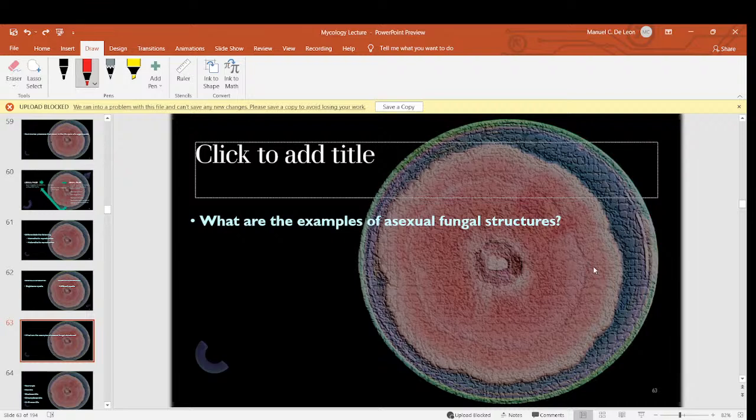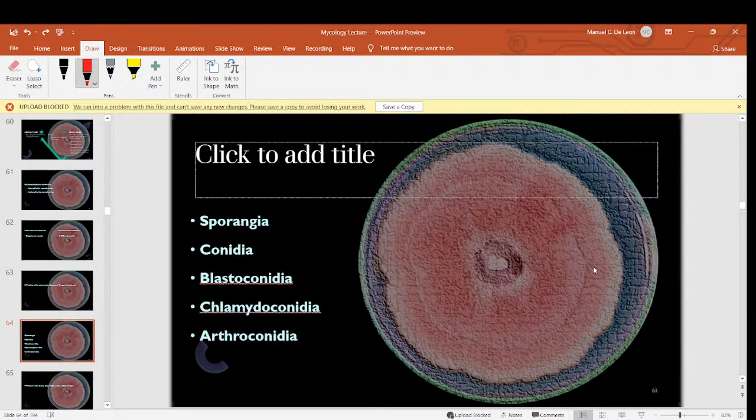Okay. Now, what are the asexual fungal structures that we need to be familiar with? I think everybody is familiar with this one, so I don't need to go through them one by one for you guys. It's pretty straightforward because I've already shown you a picture of the universal fungus. So it has sporangia, conidia, blastoconidia, chlamydoconidia, and arthroconidia. All right. So those are your asexual structures.